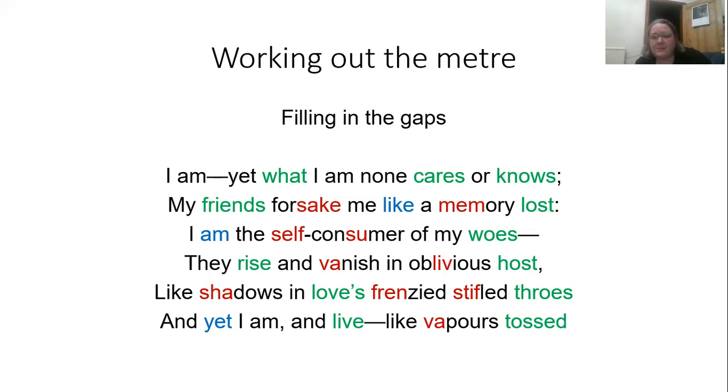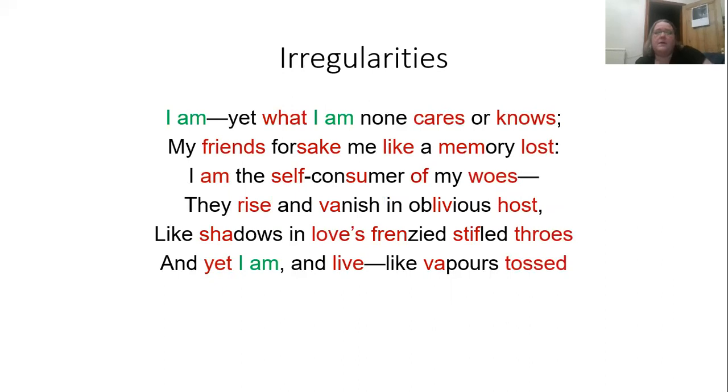But there are still some little questions remaining in this poem because there are some irregularities. It doesn't really fit, does it, if we're saying I am, yet what I am, none cares or knows, doesn't quite sound right. What we have here are some spondees around this phrase I am, because there's no complement to the to be verb here. There's no adjective, there's no noun, there's no verb. It stands alone. It carries its own meaning. It's a declaration. I am, yet what I am, none cares or knows.